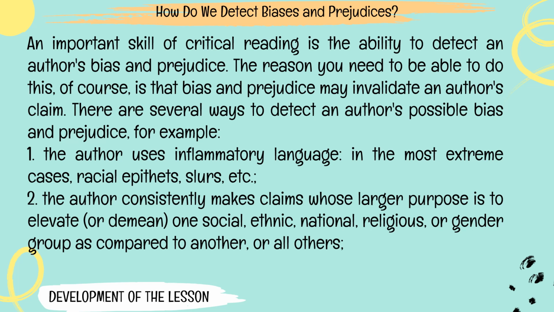An important skill of critical reading is the ability to detect an author's bias and prejudice. The reason you need to be able to do this, of course, is that bias and prejudice may invalidate an author's claim. There are several ways to detect an author's possible bias and prejudice.